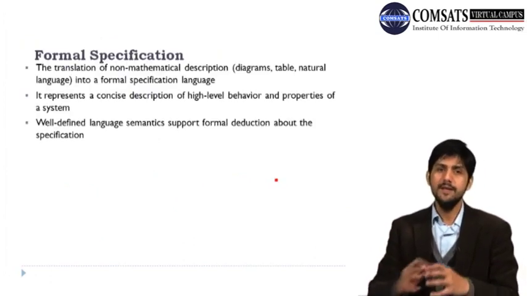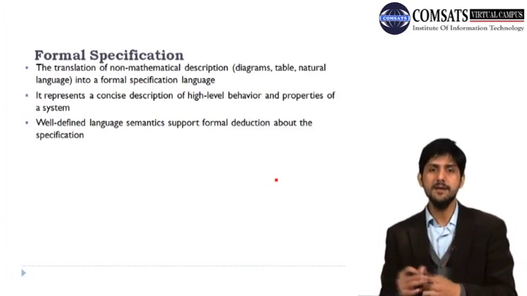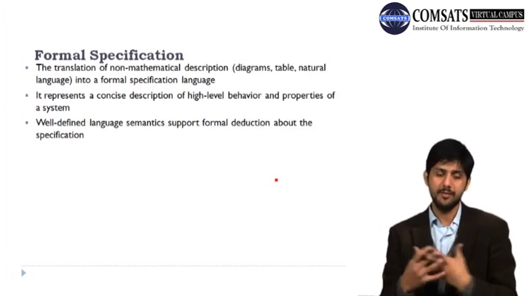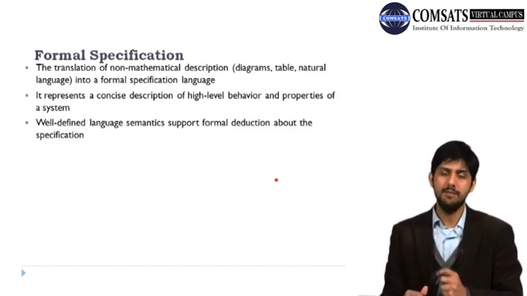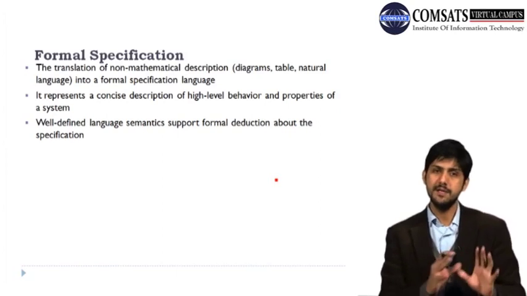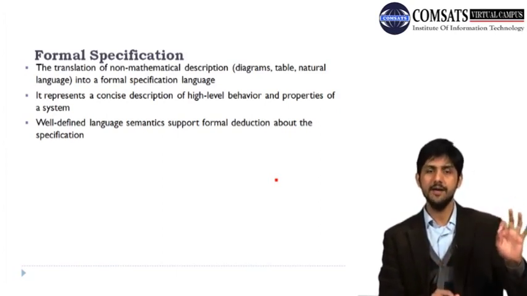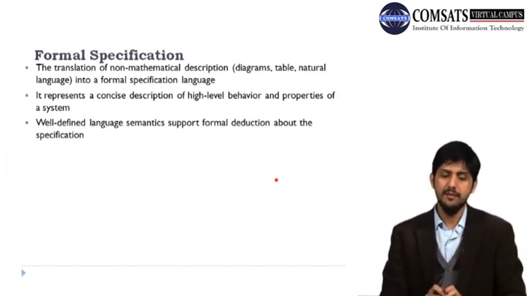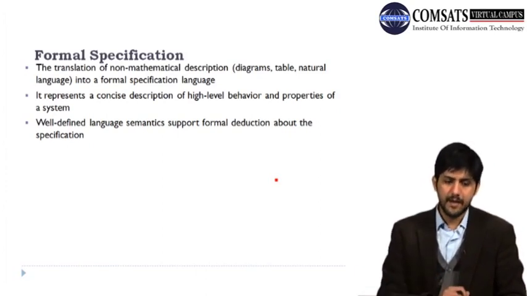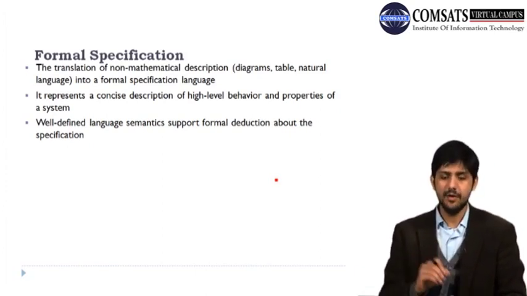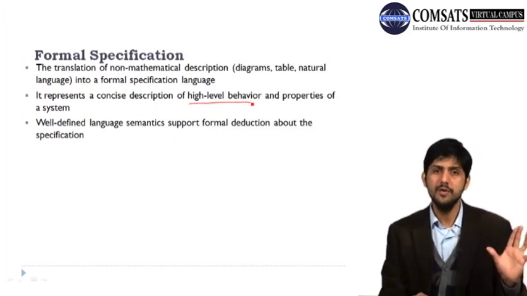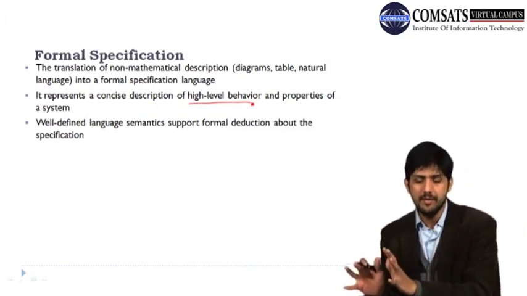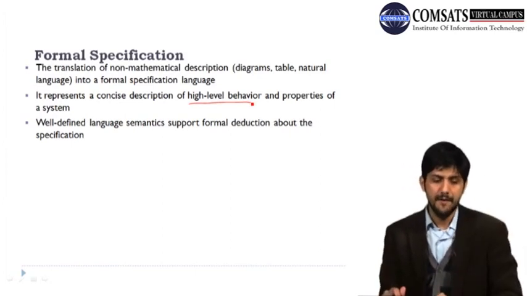So first of all, what are these formal specifications? Because our concern here is using these formal methods for requirement engineering. The translation of non-mathematical descriptions, and we know what the non-mathematical descriptions are: we have diagrams, we have tables, and we have natural language, into a formal specification language. It represents a concise description of the high-level behavior and properties of a system. So this word is very important, high-level behavior. We are not going to go into a lot of detail on low-level behavior, but we are talking about the high-level behavior of the system.